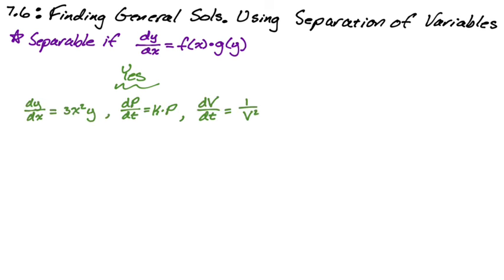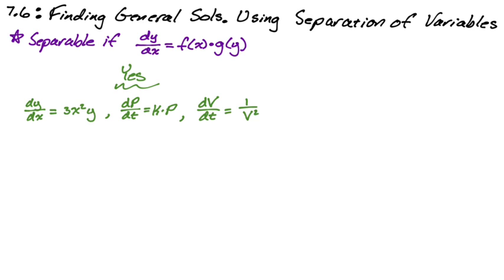dy dx is equal to 3x squared times y. dp dt is equal to k times p, that's exponential. dv dt is equal to 1 over v squared, it's separable. You can also have things that look like the quantity x plus 2 times the quantity y minus 5, things like that. Those would also be separable.